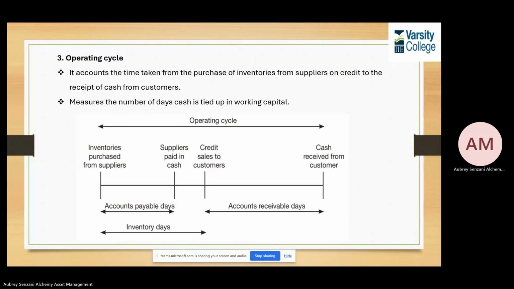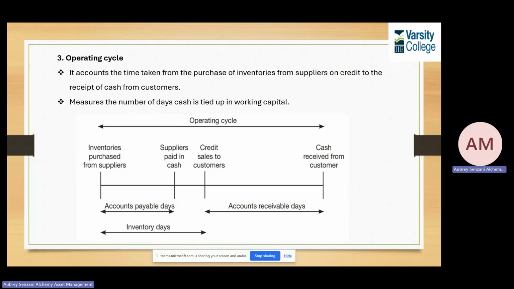Yeah, ne? So, have you guys seen this? The operating cycle. So the operating cycle is basically measures the number of days cash is tied up in working capital. Remember, we said working capital is your current liabilities and your current assets. The difference between the two. So here you can see, and explain it just by looking at this diagram.